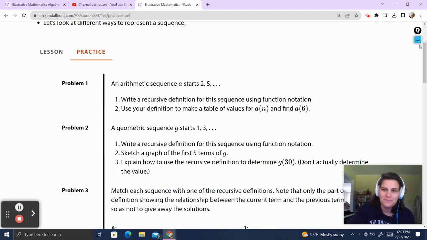Let's get started. Problem 1. An arithmetic sequence A starts with 2, 5, ... Write a recursive definition for the sequence using function notation.